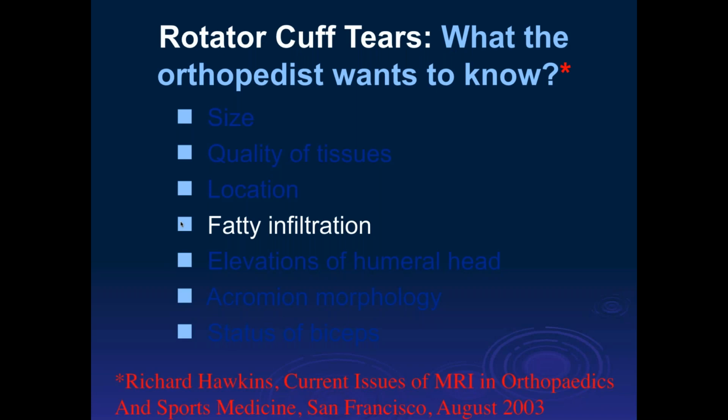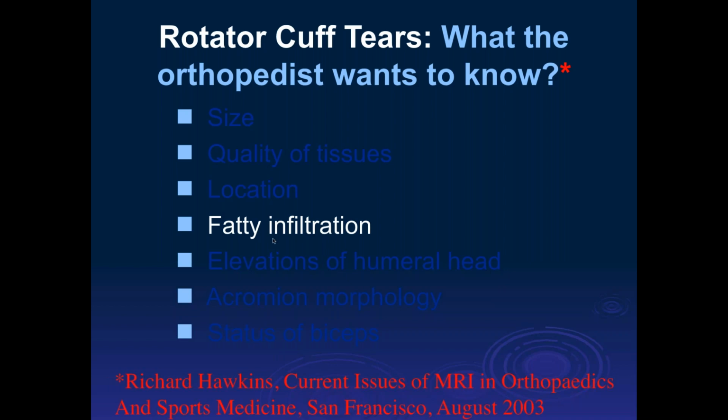Okay, so let's go back to something we saw quite a few lectures ago, and that is Richard Hawkins, who was a well-known shoulder surgeon. He said there are basically 7 things that he wants to hear in every MR report on the shoulder, especially when it comes to rotator cuff tears: size, quality of tissues, location, fatty infiltration, elevation of the humeral head, acromial morphology, and status of the biceps. So we've talked about the size and the quality of the tissues and location.